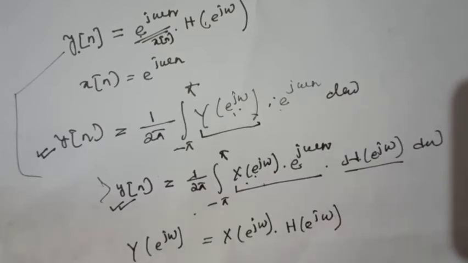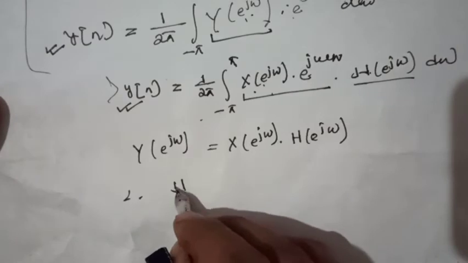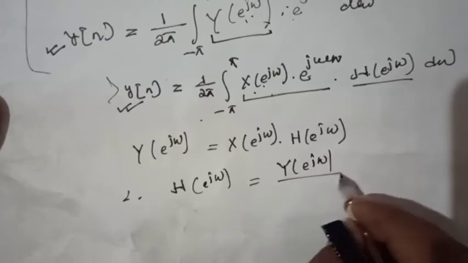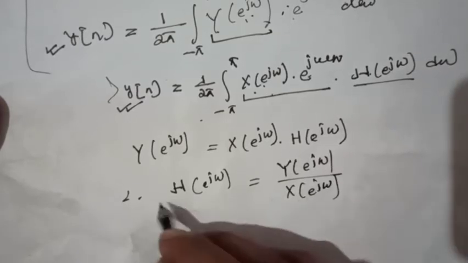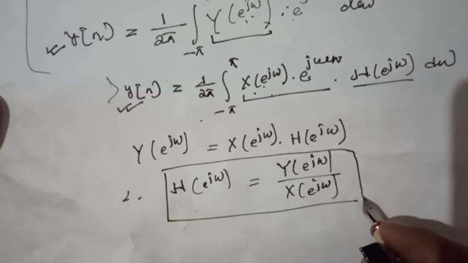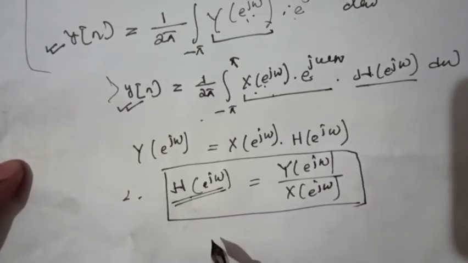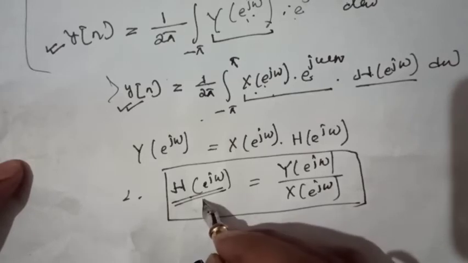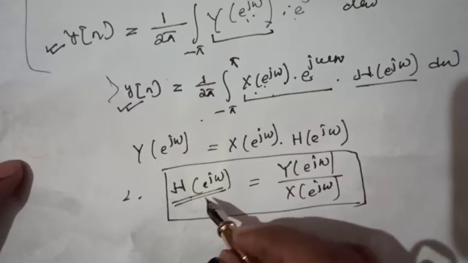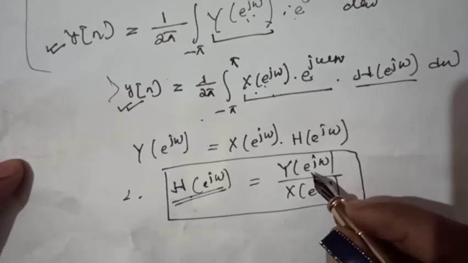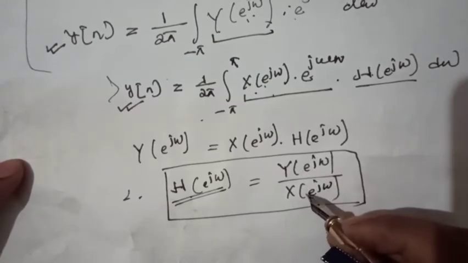Therefore H of e to the power j omega will be your Y of e to the power j omega divided by X of e to the power j omega. This was already derived, but this way also we can derive it. This is what we call the frequency response of the system, also the transfer function of the system. The frequency response is nothing but the DTFT of the impulse response, and as a transfer function, it is the DTFT of the output divided by the DTFT of the input.